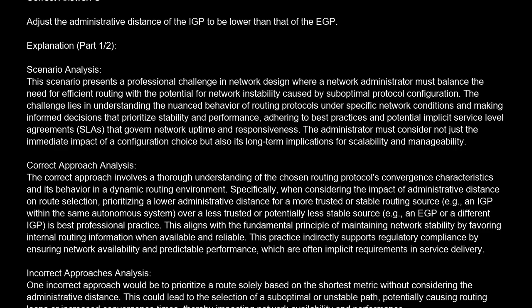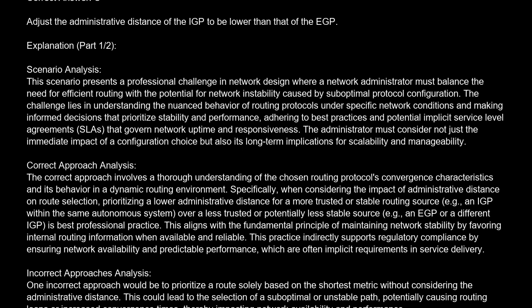The correct answer is C. Adjust the administrative distance of the IGP to be lower than that of the EGP. Explanation. Scenario analysis. This scenario presents a professional challenge in network design, where a network administrator must balance the need for efficient routing with the potential for network instability caused by suboptimal protocol configuration.